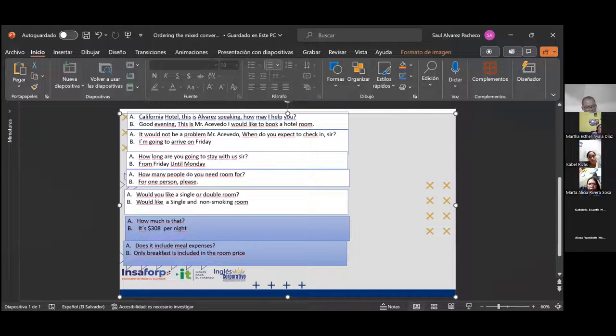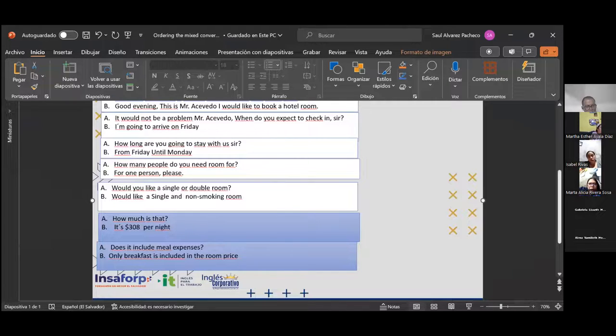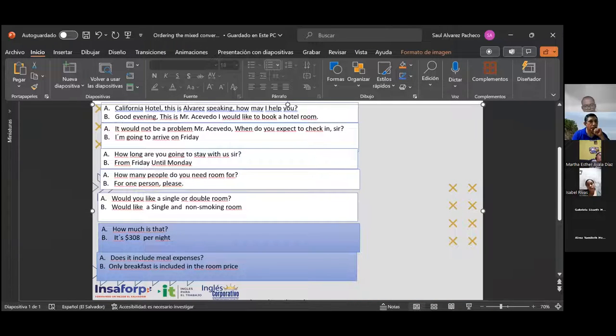From Friday until Monday. How many people do you need room for? For one person, please. Would you like a single or double room? I would like a single non-smoking room. I would like, you were missing that there. I would like. At the beginning. I would like a single. Oh, sorry, teacher. Continue, girls. How much is that?